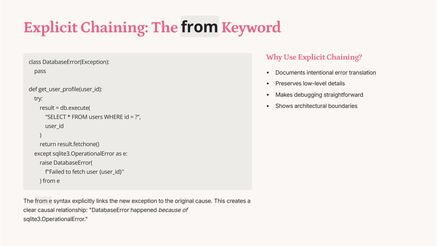Explicit chaining with the from keyword links exceptions, clarifying causal relationships. For instance, a DatabaseError can be raised from a sqlite3.OperationalError, indicating the root cause. This method documents error translation, preserves details, and simplifies debugging by showing architectural boundaries, enhancing error handling clarity.